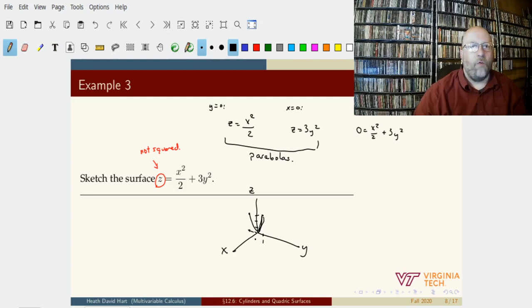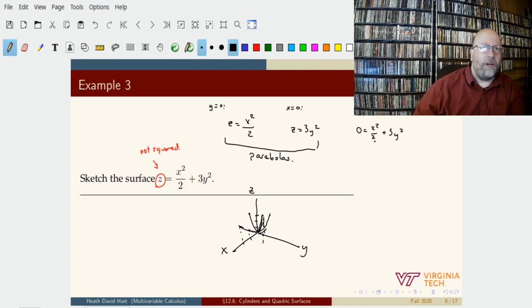On the other hand, when x is 1, z is only 1/2. And when x is negative 1, z is 1/2. In fact, when x is 2, z is only 2. 2 squared over 2 is 2. And so we have a much wider parabola going on in the zx direction, okay? Are you seeing that? And so we have a parabola opening in both directions.